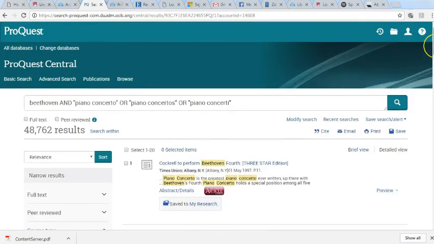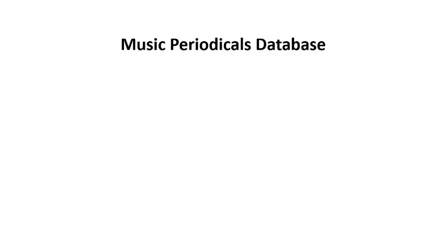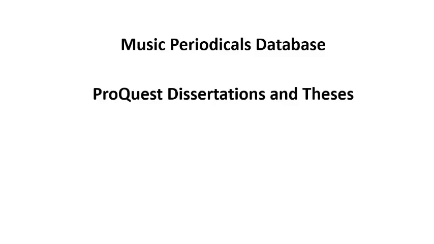ProQuest, like EBSCO, is a large database publisher, and you're likely to encounter this interface often. Music students will encounter it when searching Music Periodicals database, and also if you search ProQuest dissertations and theses. There is always a lot of overlap between the coverage of these large databases, so don't be surprised if you see some of the same material in both. Each will have some material that is unique, however, so it's important to search more than one.